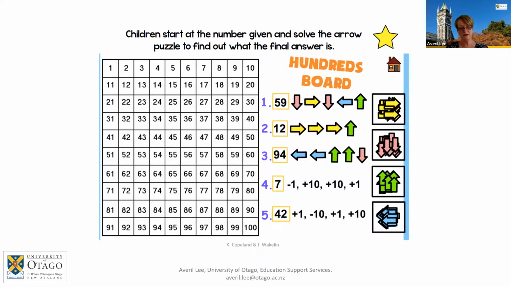So initially, every child would have a hundreds board in front of them. They would either use their finger or they would move a counter around at your discretion.